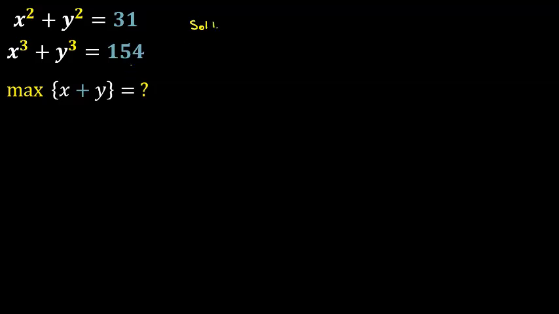Solution number 1. Let's consider x plus y equal to s, the sum, and xy equal to p. So here x squared plus y squared we can write as (x plus y) squared minus 2xy. And x squared plus y squared equals 31 from the assumption of the problem. By definition, x plus y is s, so squared it is s squared, minus 2xy, where the product xy is defined as p, so it will be negative 2p. That's the first thing.